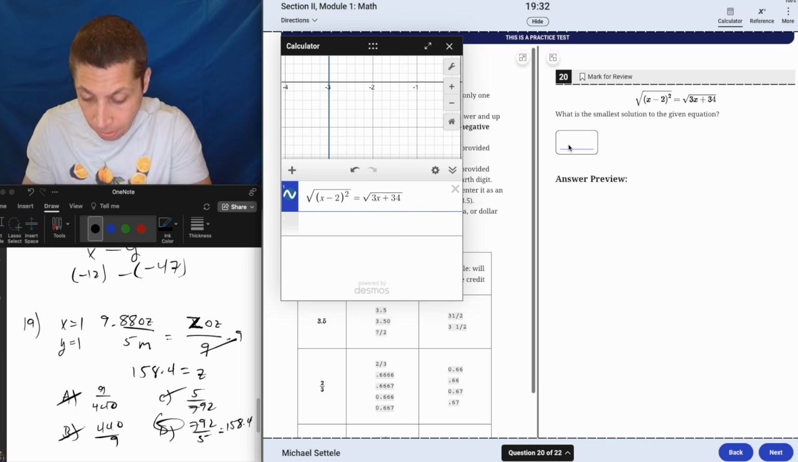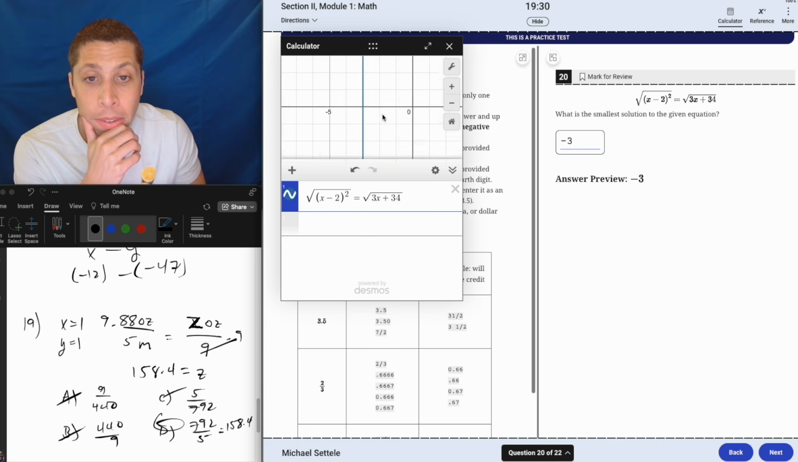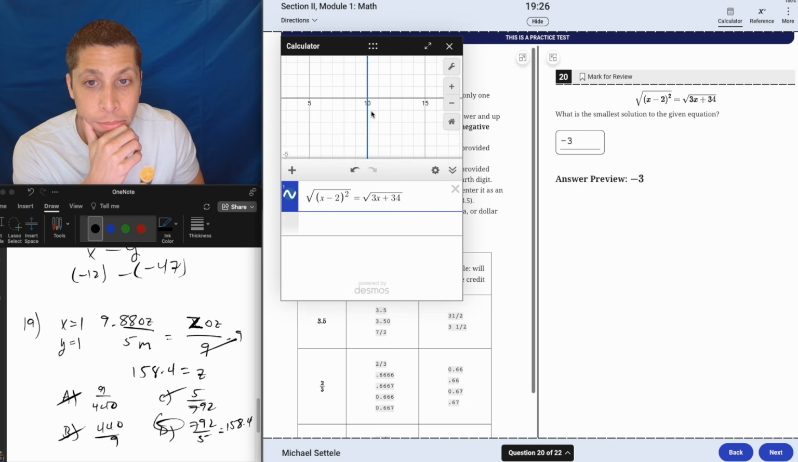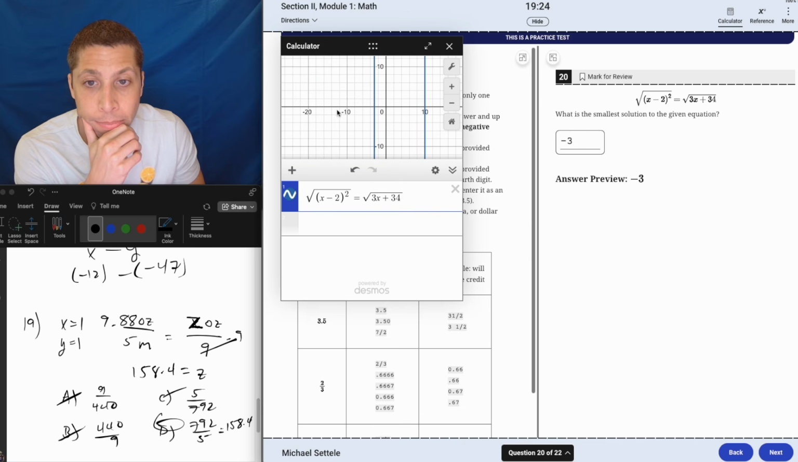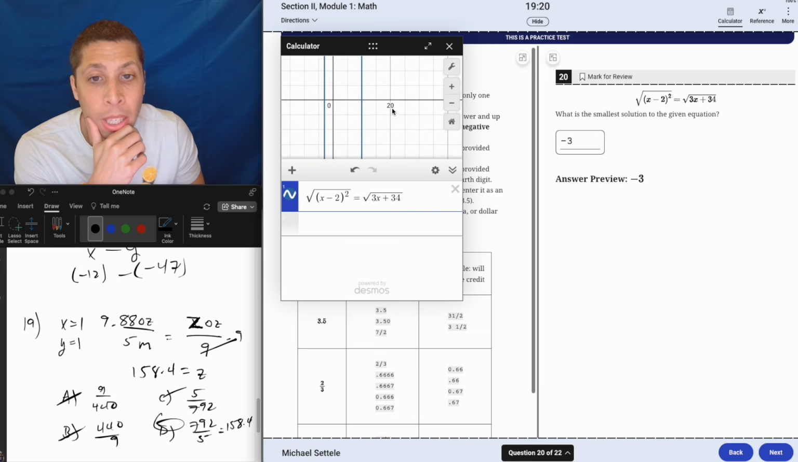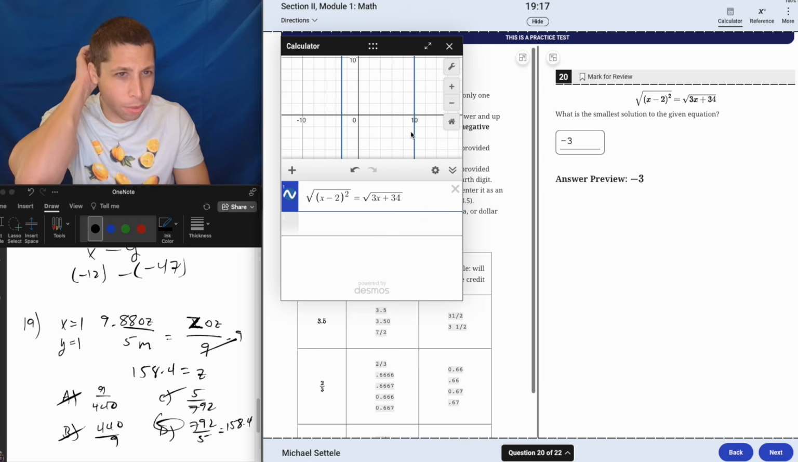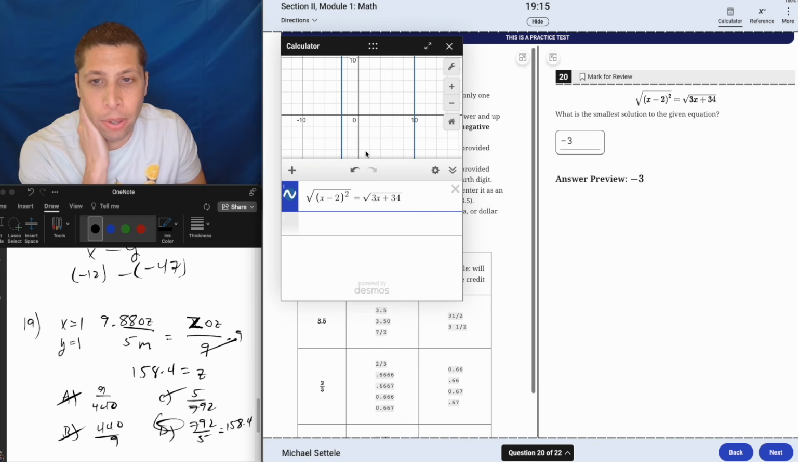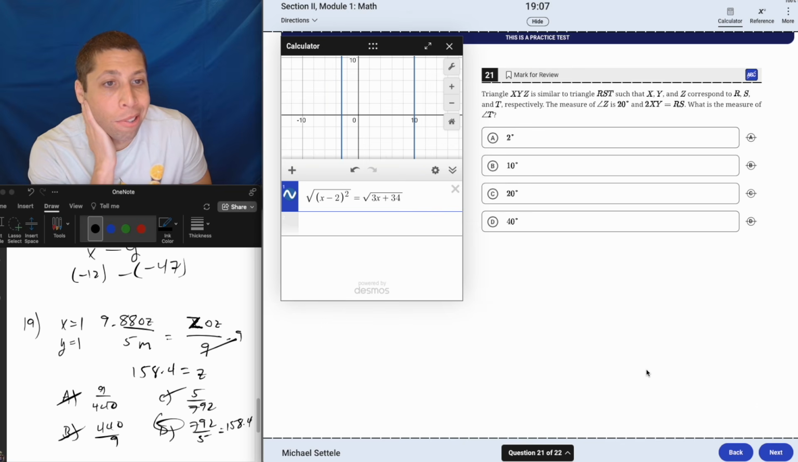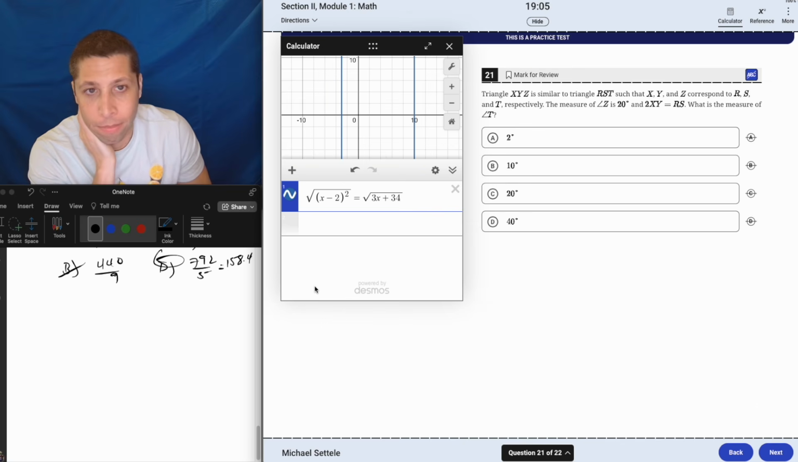-3, because the other one is up here, 10. And there's nothing out here, clearly. And there's only going to be really 2 solutions because it's some sort of quadratic-y thing going on. So -3 feels right. I'm going to come back and maybe do some algebra here just for fun. But yeah. All right.